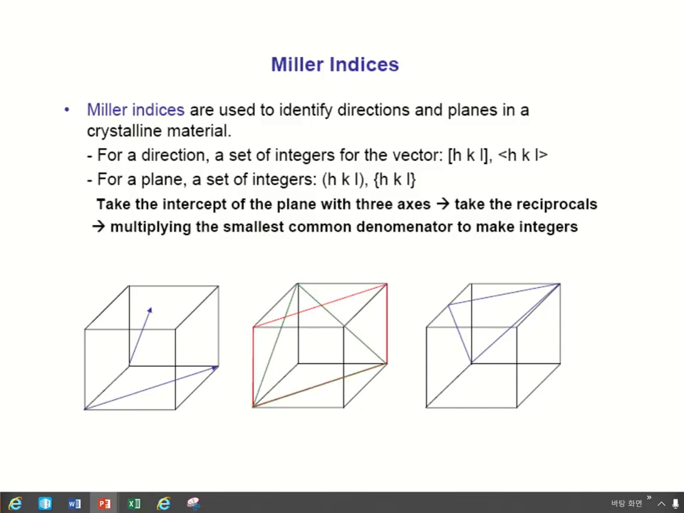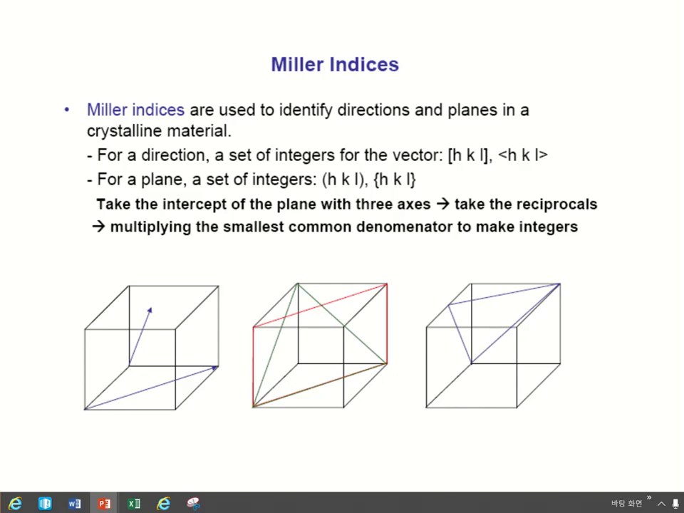Okay, let's continue the lecture. So we talked about the crystal structure, and to indicate the direction of the crystal structure, we're going to use the Miller indices. We use the Miller indices to identify direction and plane in the crystal materials.